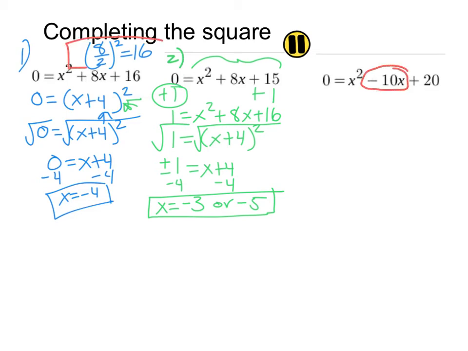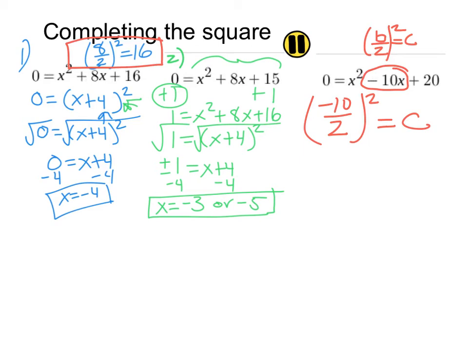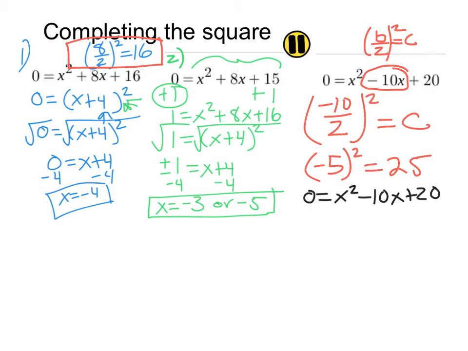We remember that our rule is that if I take half of the b value, squared, it needs to equal c. So negative 10 divided by 2 is negative 5, squared is 25. Does c equal 25? No, but I can make it equal 25 by adding 5. So I'm going to do plus 5 on both sides.